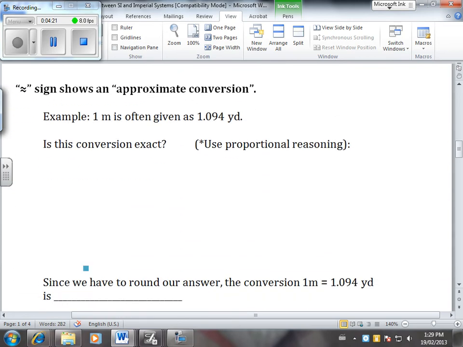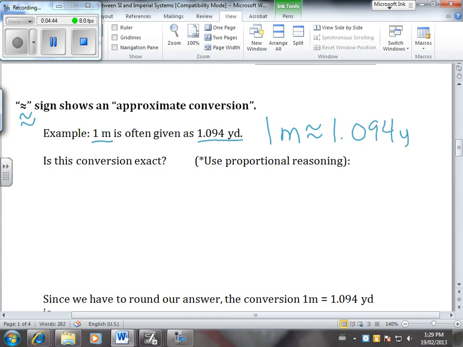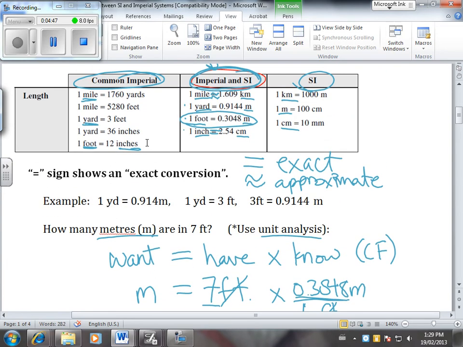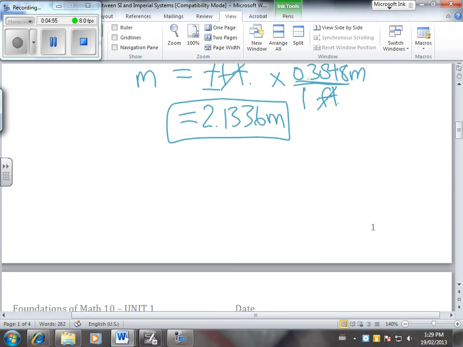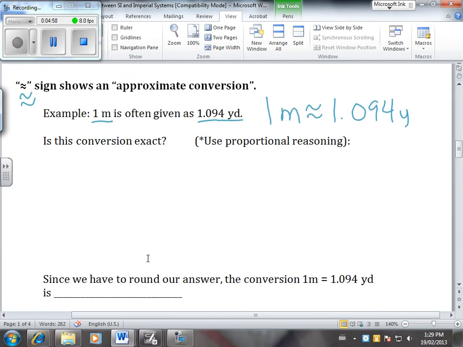So let's see something with an approximate conversion, our squiggly equal sign. So 1 meter is often given as 1.094 yards. So 1 meter is approximately equal to 1.094 yards. Okay, and you'll notice that we don't have this conversion up here. And that's why I've given it to you, and it's because it's an approximate conversion, so we prefer not to use approximate conversions if we can help it. And that's yards.